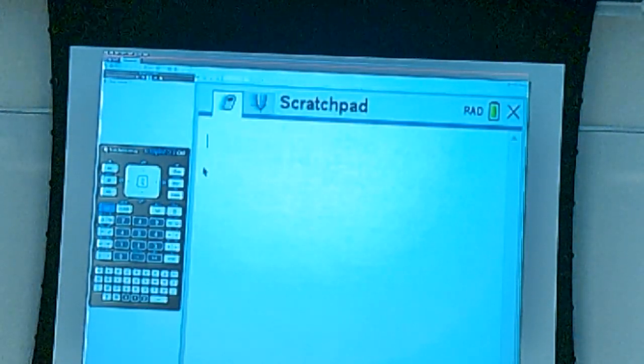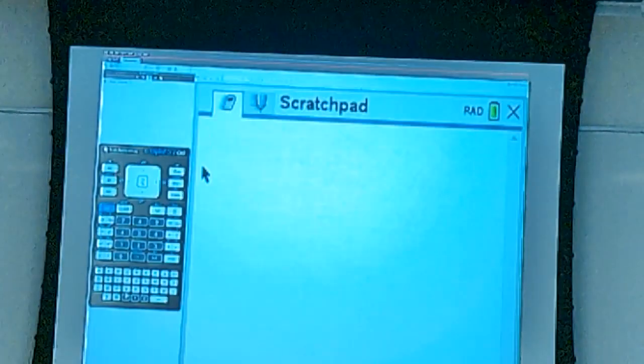What I'm going to do first, I'm just going to simplify it. I'm going to go ahead and define my function.